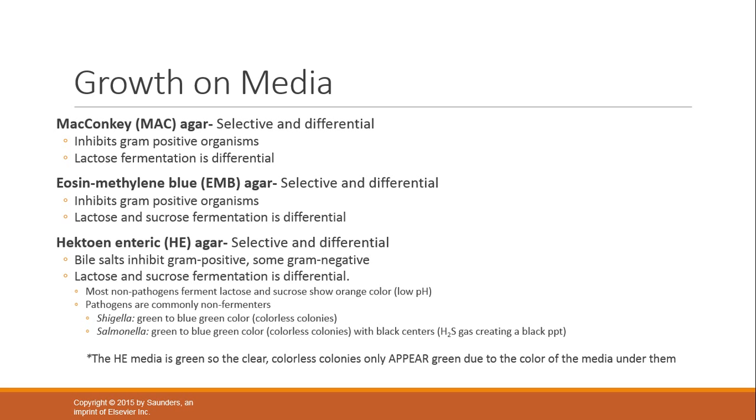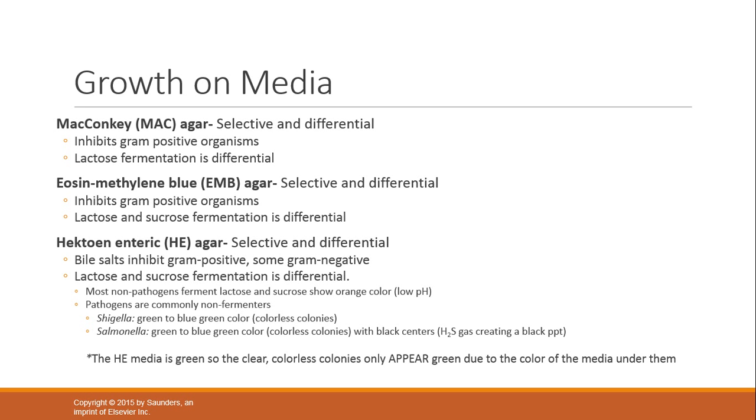So, growth on media. Selective and differential agar is very helpful for us to distinguish between the different gram-negative bacilli. So MacConkey is both selective and differential. It inhibits gram-positive organisms. So if you have growth on it, you can assume that it's a gram-negative bacilli. And then it's differential based on lactose fermentation. So if it does ferment the lactose in the media, and there's only lactose in MacConkey agar, there's no glucose, then the colonies will appear pink. If it's unable to ferment the lactose, then the colonies will be clear.